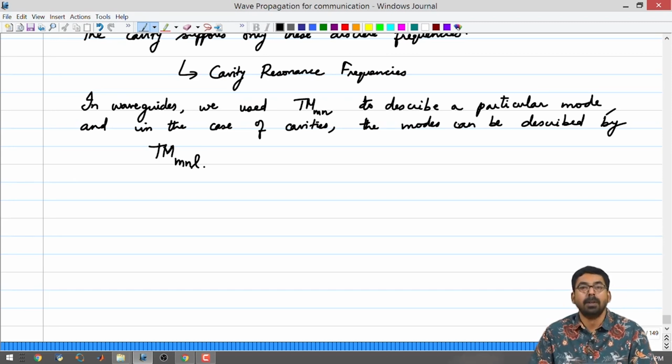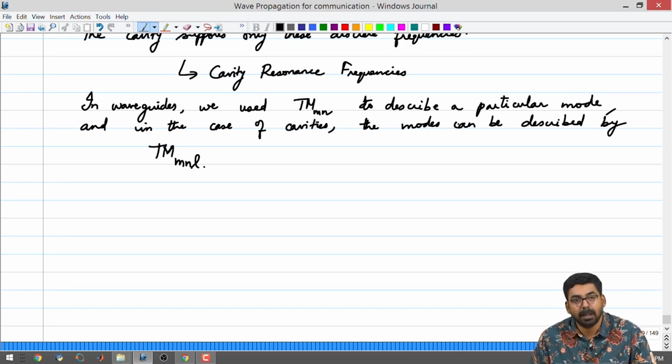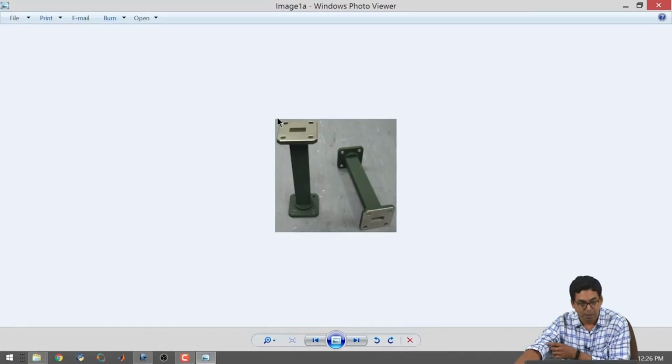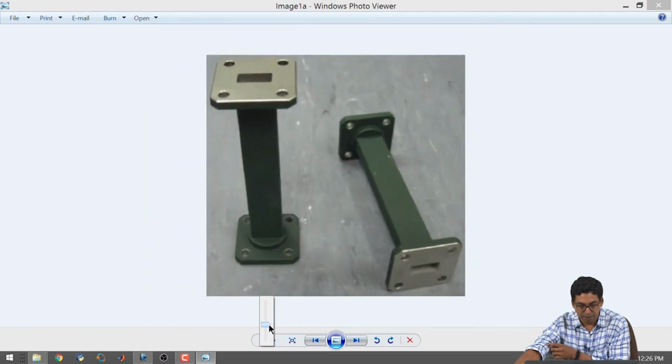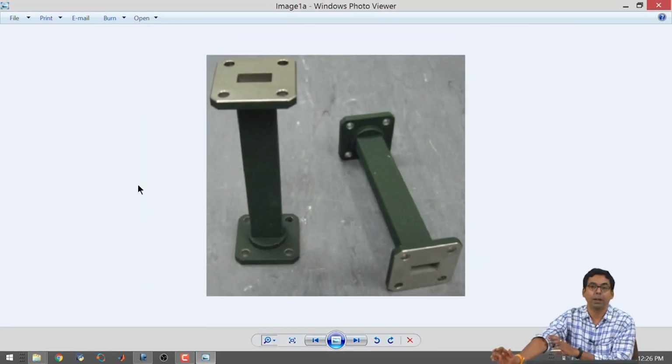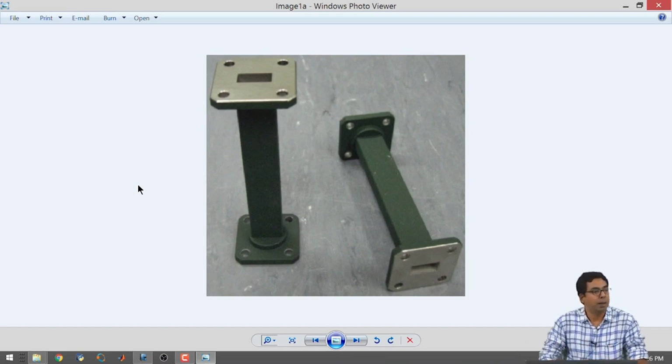Now, what we will do is we will have a look at a few pictures and talk about a few practical aspects of the waveguides that are used in practice. All right. So, I am having a picture over here. This is what a rectangular waveguide looks like. All right. These are for hundreds of megahertz or gigahertz frequency. I do not know the exact dimension. Looks like it is a few centimeters wide and few centimeters tall, etc. But this is what it looks like.